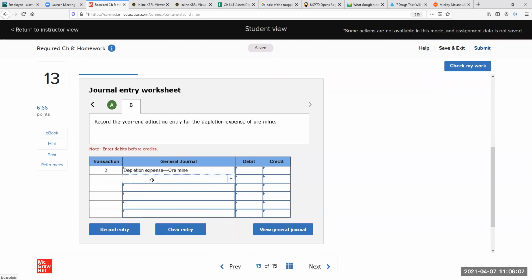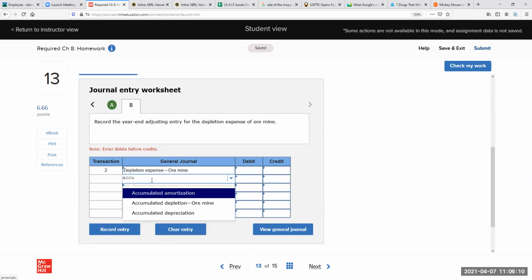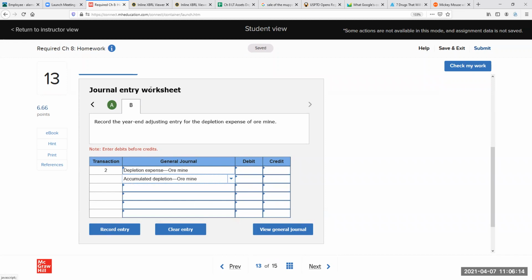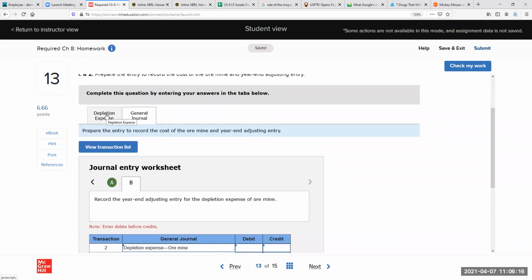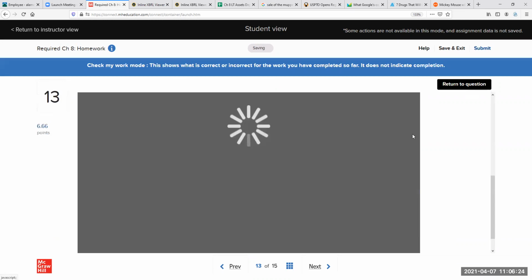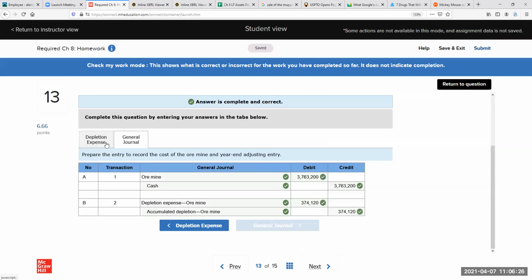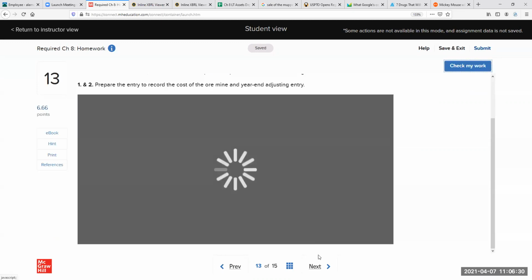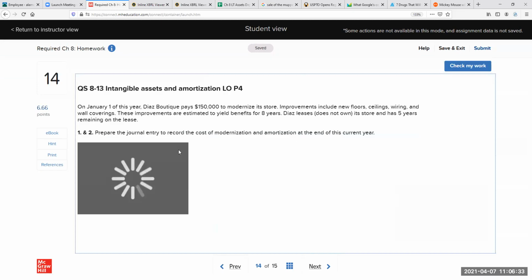Now we put the depletion expense accumulated. And I think it was 374,120. All right, how about now? Okay, very good. Finally got it right. All right. Okay, let's go on to 14.